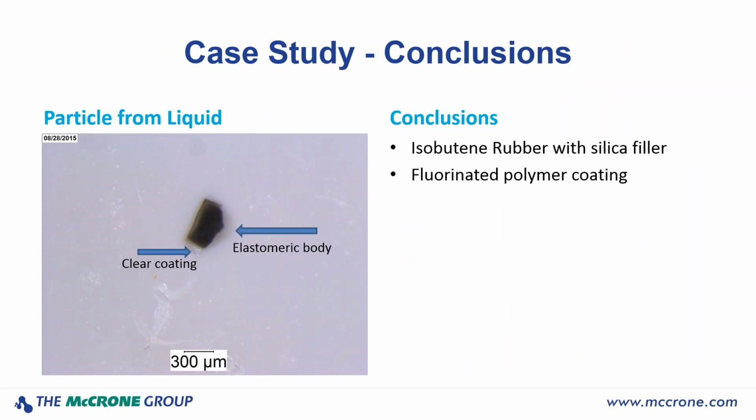Just to wrap things up, we have determined that our particle is an isobutene rubber with silica filler and a fluorinated polymer coating. This gives the client a specific type of rubber to try and locate. They can now look at their manufacturing and shipping processes to see where their liquid sample may have come into contact with the coated rubber.